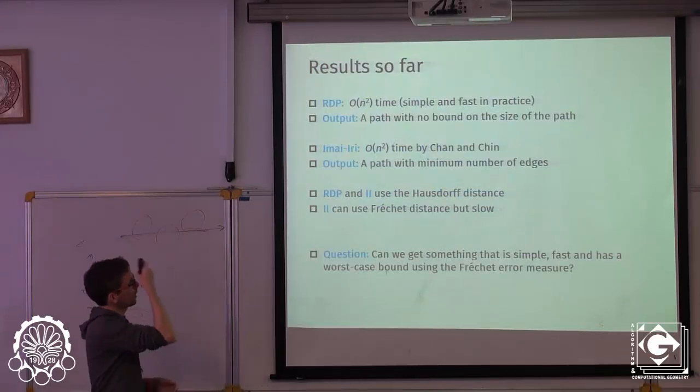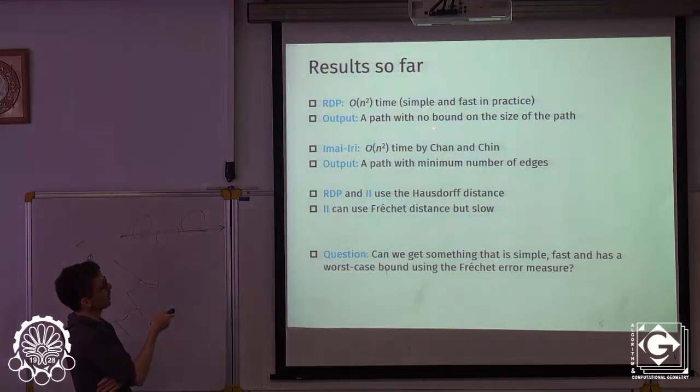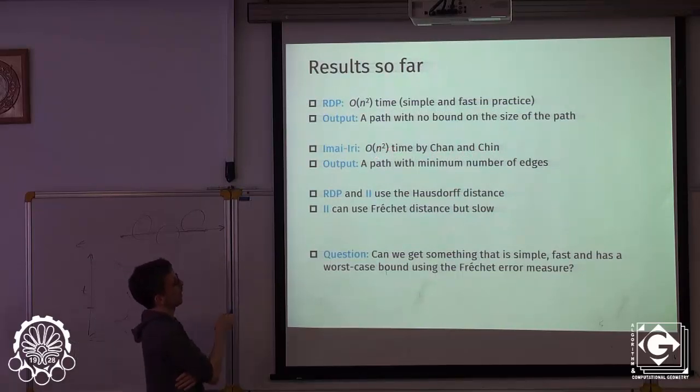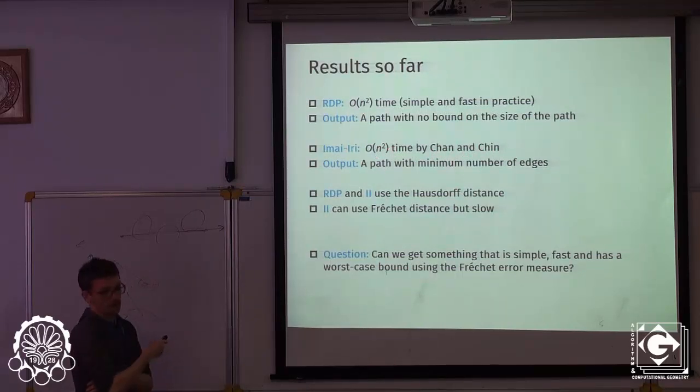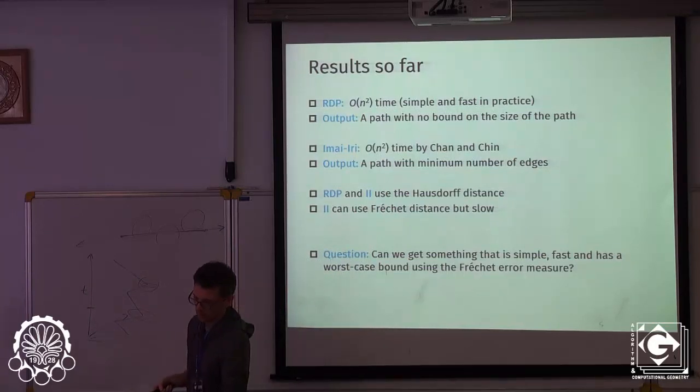So far, what did I show you? Two algorithms. The Douglas-Peucker algorithm: quadratic time, simple and fast in practice, but the output has no guarantee. Imai, which with the improvement I showed you, by Chan and Chin, takes quadratic time, and that actually is optimal in the sense as we defined it. Both of the algorithms that I showed you used the Hausdorff distance, and if we want to use the Fréchet distance, it gets very slow. So the natural question is, can we get something faster using the Fréchet distance?